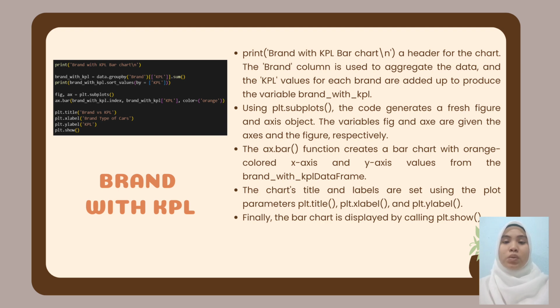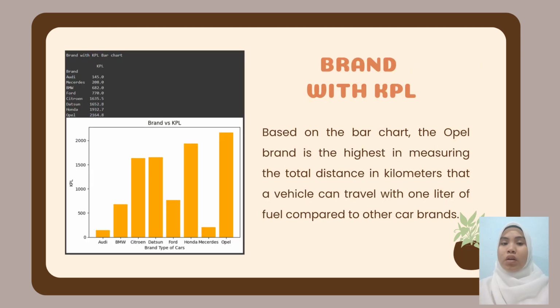The bar function creates a bar chart with orange color, with x-axis and y-axis values from the brand with KPL data frame. The chart title and the labels are set using the parameters title, xlabel, and ylabel. To display the chart, we call plt.show. The result that we record based on the bar chart shows the brand that is highest in measuring the total distance in kilometers that a vehicle can travel with 1 liter of fuel compared to the other car brands.